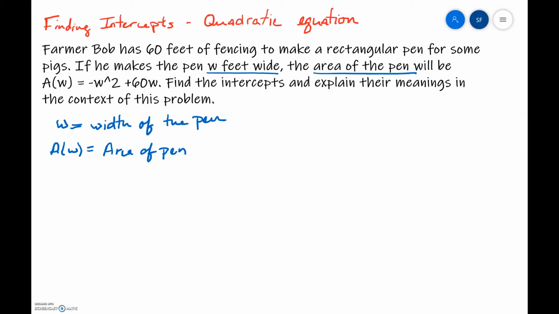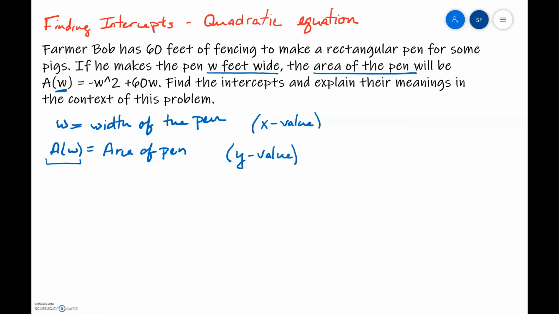And we normally think of things in terms of X and Y, but there are no X and Y's here. So let's remind ourselves which one's X, which one's Y. Because the W is inside the parentheses, that's what we think of as our X value, our input value. And then remember that this A of W is just a fancy way of saying Y. So here's our Y value.